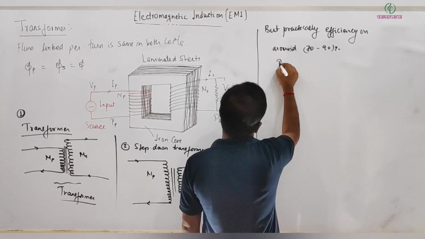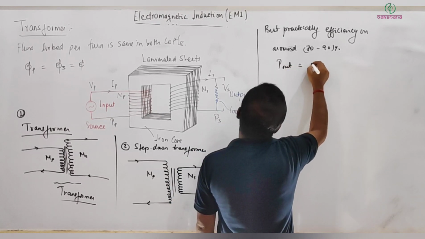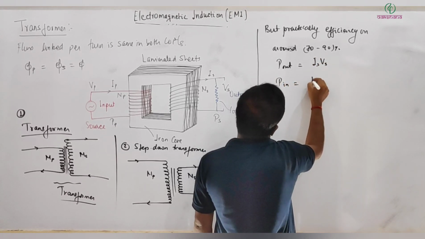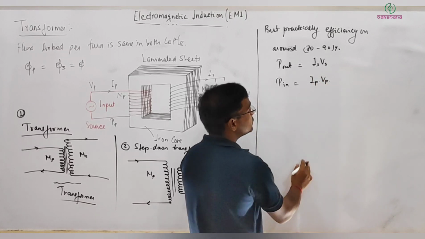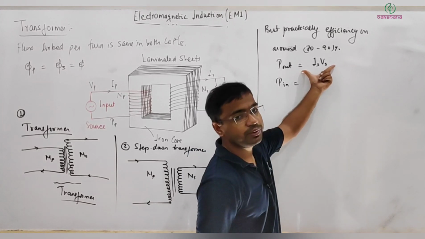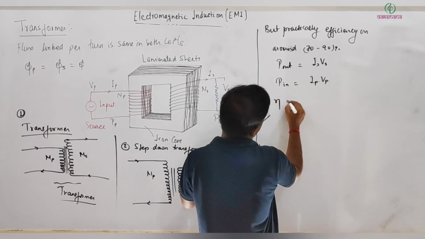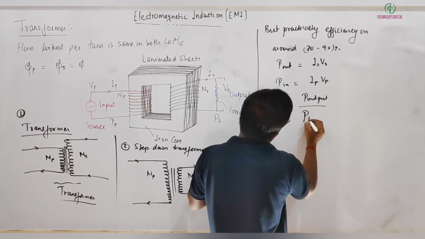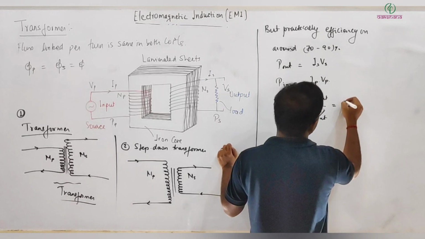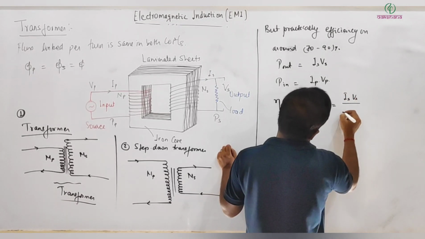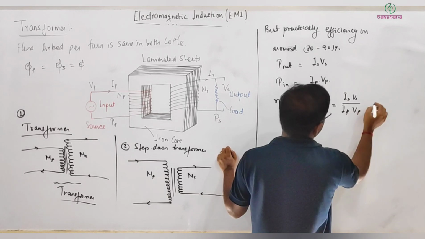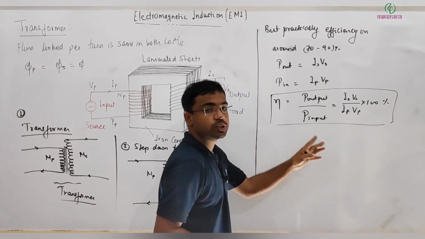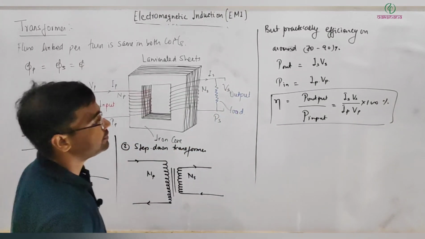In a transformer, we can write P output is equal to I secondary into V secondary, and P input you can write as I primary into V primary. So this is the power supplied, and this is the power we are getting as output. Then efficiency is defined as power output divided by power input, that is I secondary V secondary divided by I primary into V primary, multiplied by 100, then you will get it in percentage. That way we can define the efficiency of a transformer.